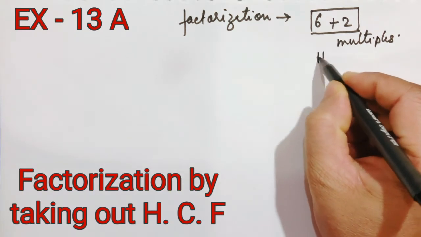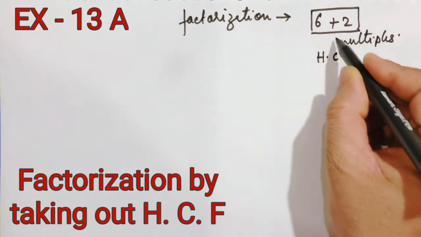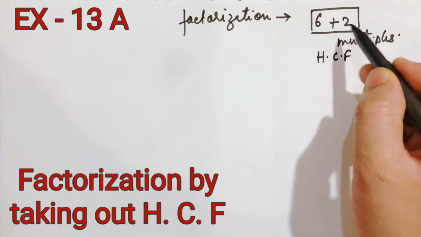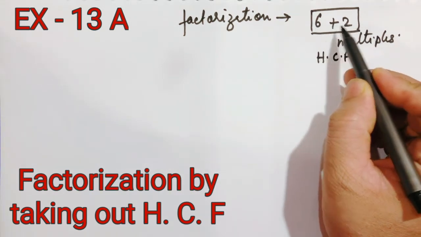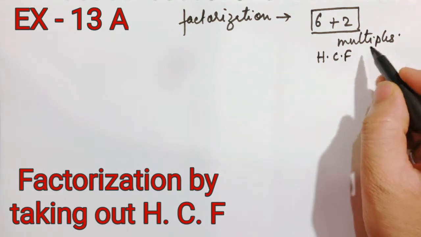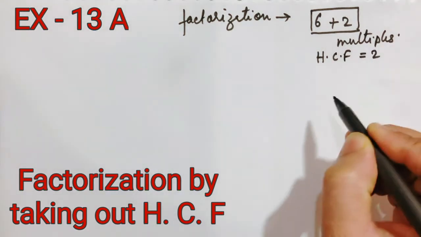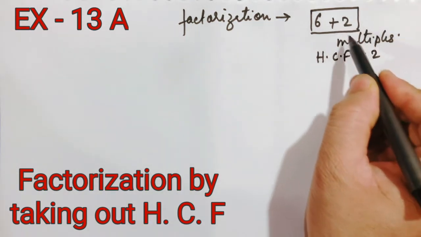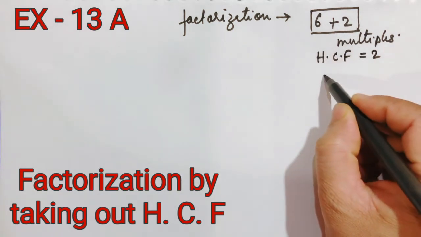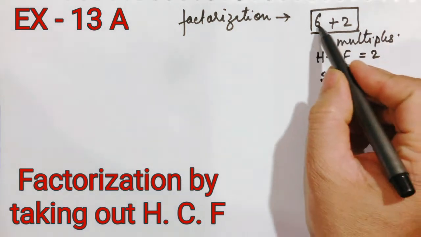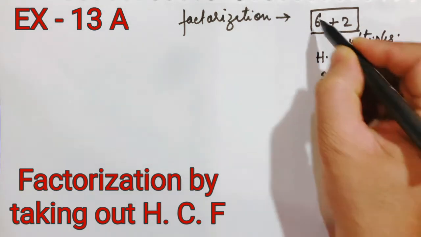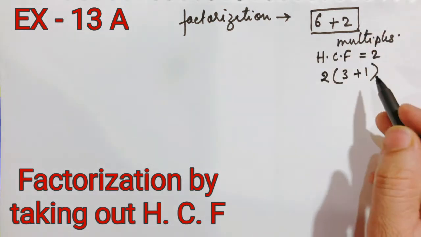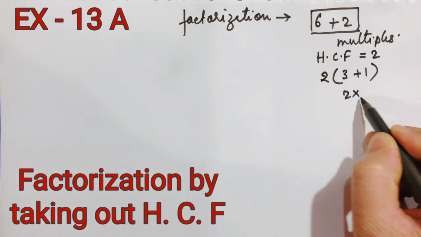So taking out HCF, or you can say the highest common factor of 6 and 2. The highest common factor of 6 and 2 is the number which divides both of them. So the number which divides both of them is 2. So their HCF is equal to 2. Now what we are going to do is we shall take this particular HCF out from here. So when we take 2 from both of them, we'll get 3 over here and then 1 over here. So the same problem becomes 2 multiplied by 4.